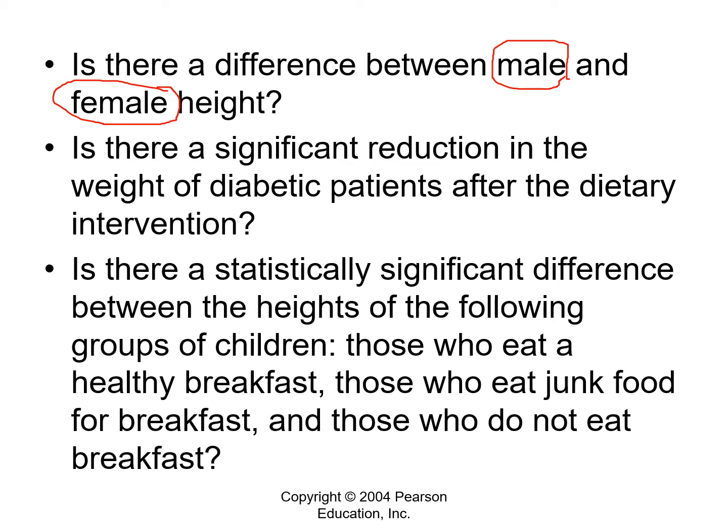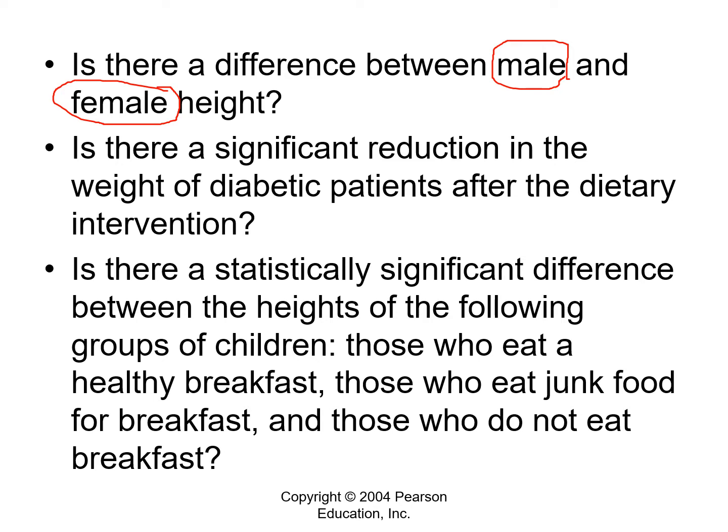We have two samples, males and females, and it is very clear that we have two totally independent samples. We have a sample of males totally independent, totally isolated, totally different from the sample of females, and this question is to examine if there is a significant difference in height between male and female. So in the first question, we have a case of two independent samples.